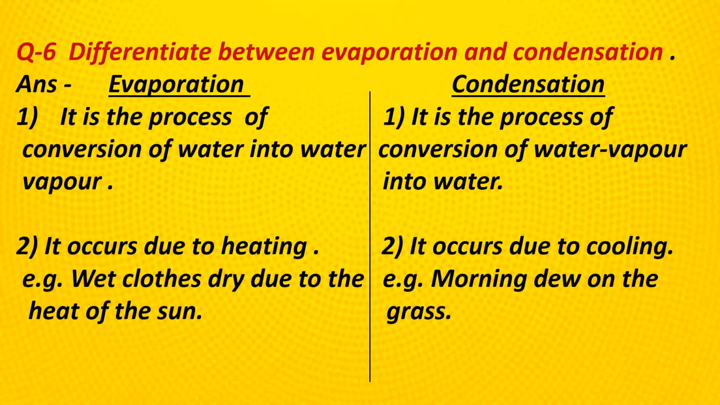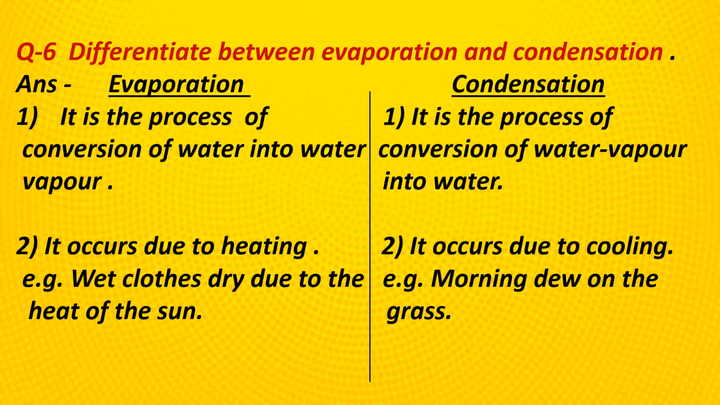Example of evaporation: wet clothes dry due to the heat of the sun. When we put wet clothes out in the open in the sun, those clothes get dried up because the water in the clothes changes into water vapor, and these water vapors rise up in the air and our clothes become dry.